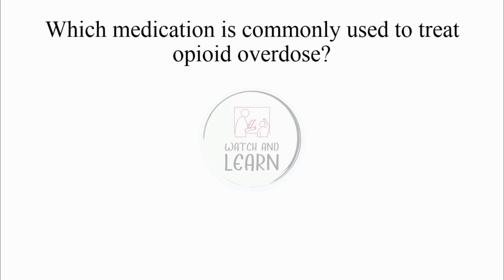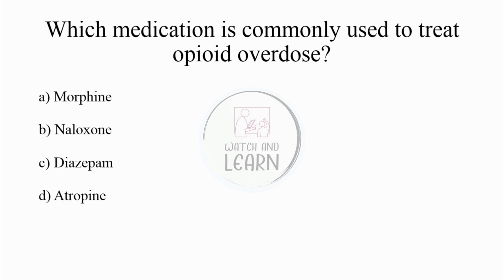Which medication is commonly used to treat opioid overdose? Options are option A, morphine. Option B, naloxone. Option C, diazepam. Option D, atropine. The right answer is option B, naloxone.